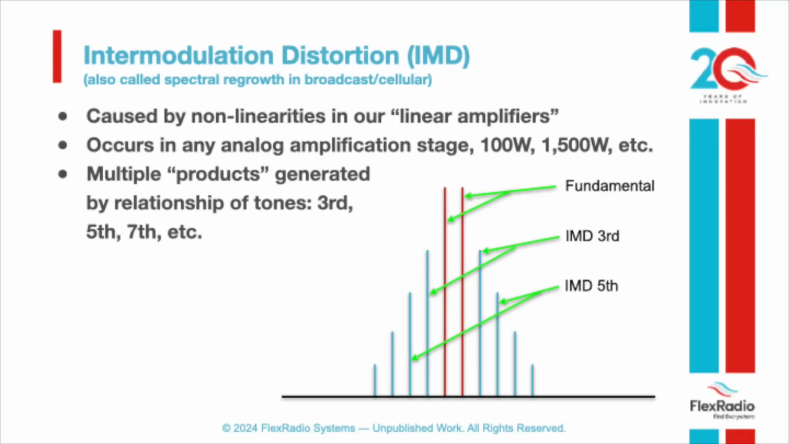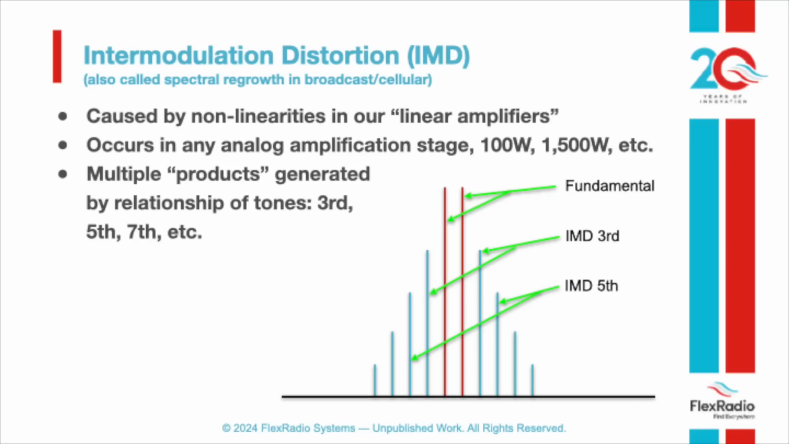So how many of you are familiar with transmit intermodulation distortion, or IMD? So a few of you. So I want to talk a little bit about what this is and what we're doing about it. So IMD is caused by nonlinearities in a linear amplifier. So anytime you have a linear amplifier, it has some nonlinearity in it. And that's either an external amplifier, like if you had a 1500 watt amplifier, or even the 100 watt amplifier in your radio.